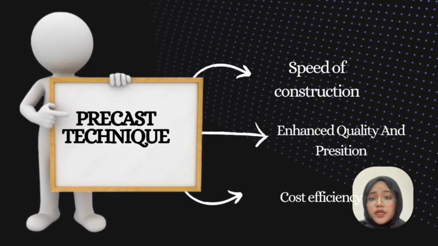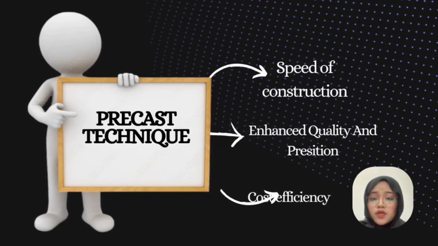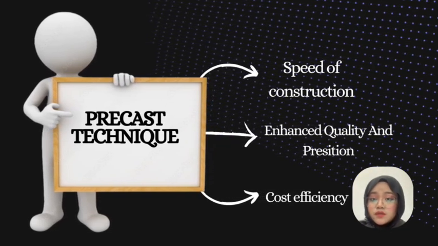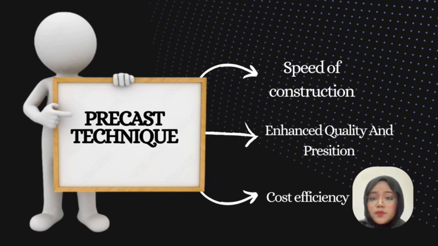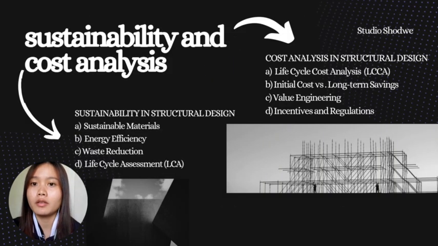Next, how do precast techniques improve efficiency in Menara Exchange 106 Tun Razak Exchange? The first one is speed of construction. The second one is enhanced quality and precision. The third one is cost efficiency. And the last one is environmental benefits. Now, let's move to discuss the sustainability and cost analysis in structural design.